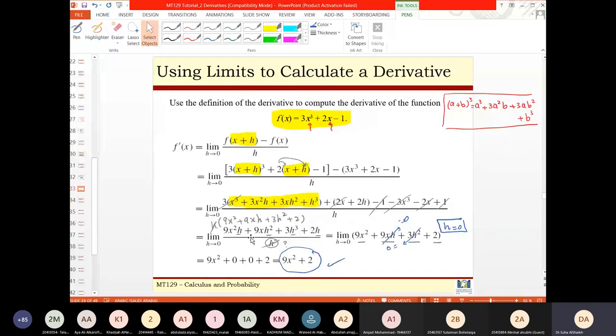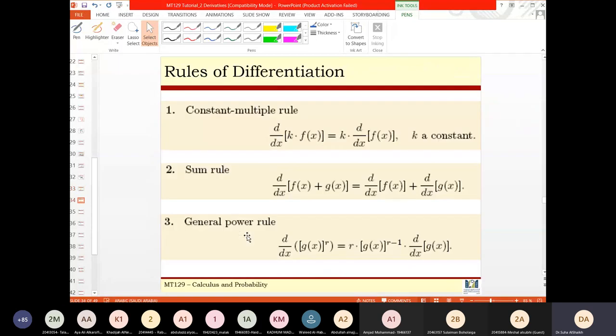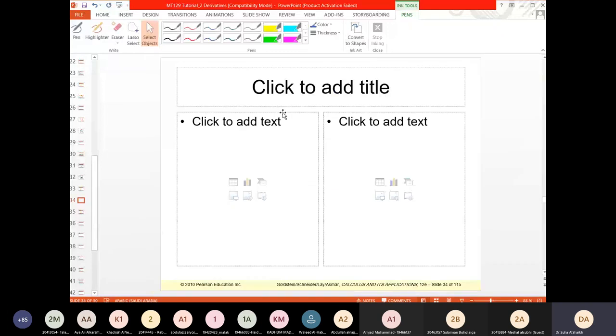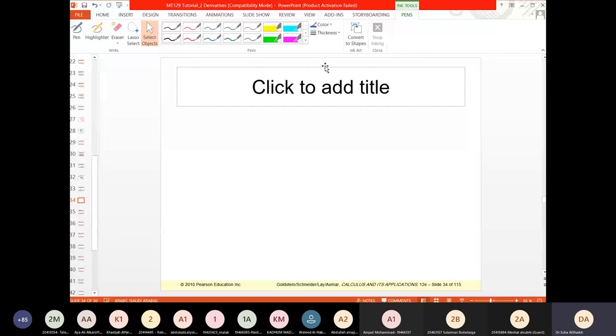To use the limit rule, I mean to find the derivative. Let me remind you now of the differentiation rules that we mentioned last time. In the last class, we mentioned some rules. Of course, not all the time do I have to use this limit rule. I have some rules that we know.